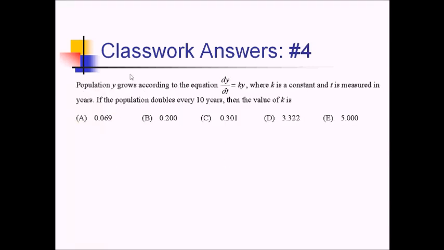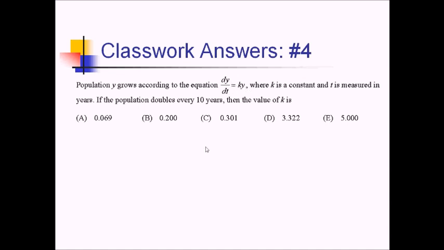On this problem, we have a population Y growing according to this differential equation. K is a constant and T is measured in years. If the population doubles every 10 years, we want the value of K right here. All right, so this is really just exponential growth whenever you see something growing at a rate proportional to the output variable, when you have a y here.